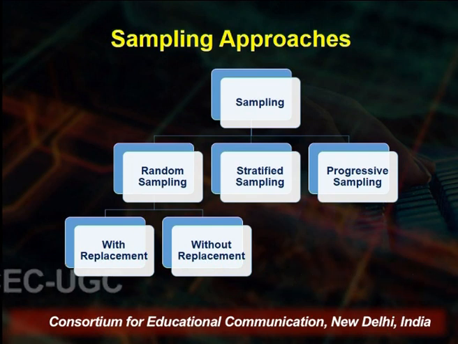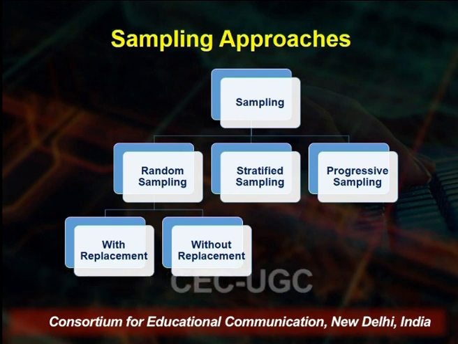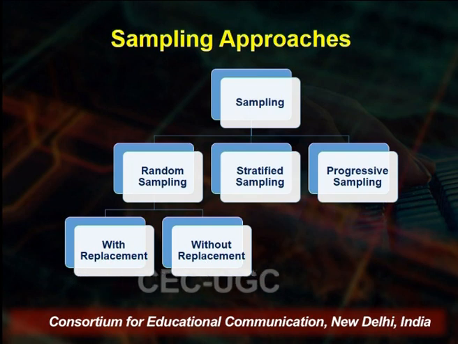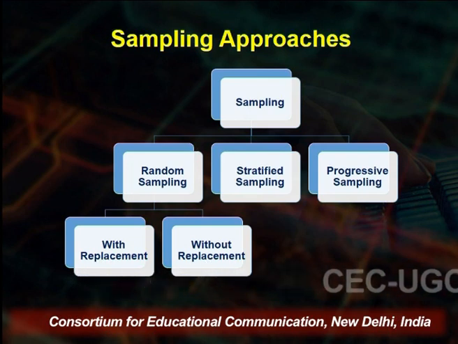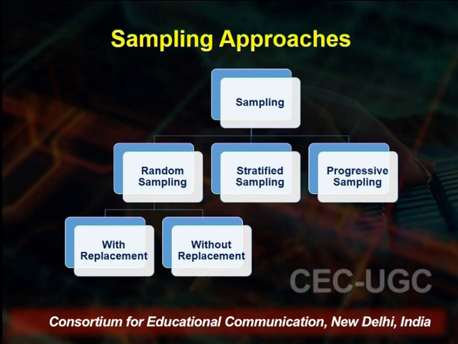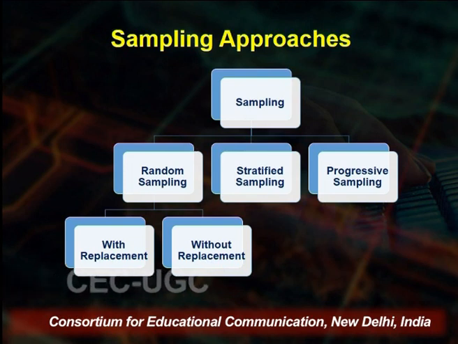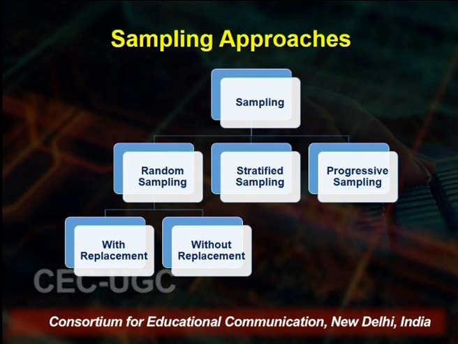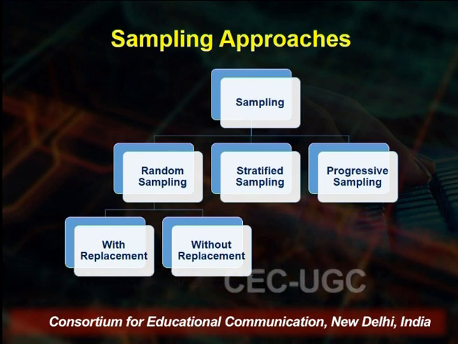So let us look at some of the sampling approaches. The first and foremost is random sampling, then we look at stratified sampling, and progressive sampling. The first and the simplest of the sampling techniques is the random sampling technique. In random sampling, the probability of an object getting selected in the sample is the same, right. So if you have a population, then the samples are picked on a random basis. Each object will have equal probability of getting selected as a sample.